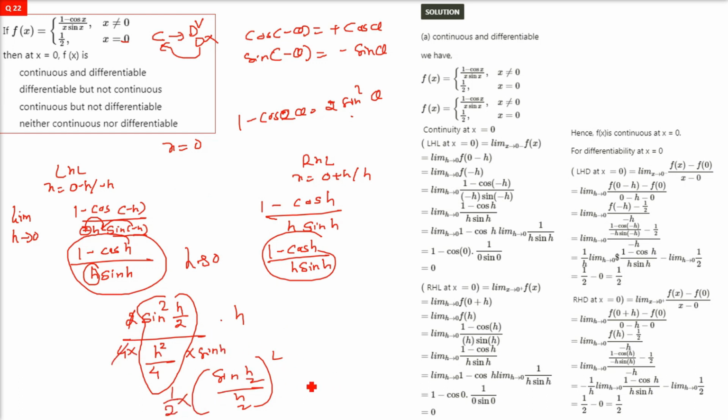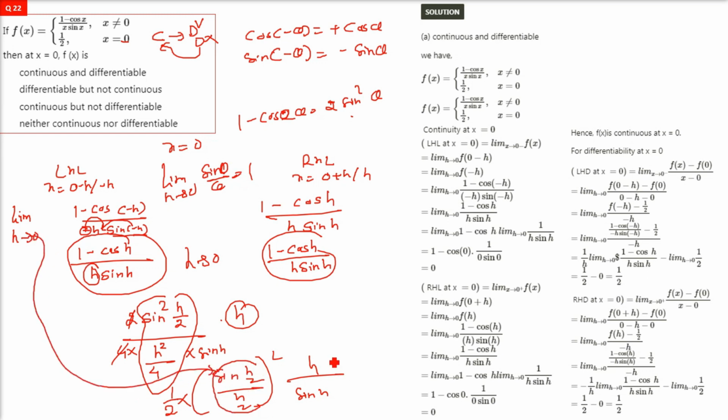And this sin h by h, or h by sin h, they are similar. When you apply the limit h tends to 0, sin theta by theta is equal to 1. So this is 1, and when we apply the limit, this is also 1. Both follow the same rule. So what is remaining is half.